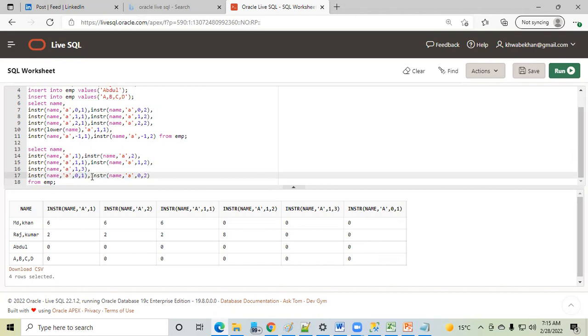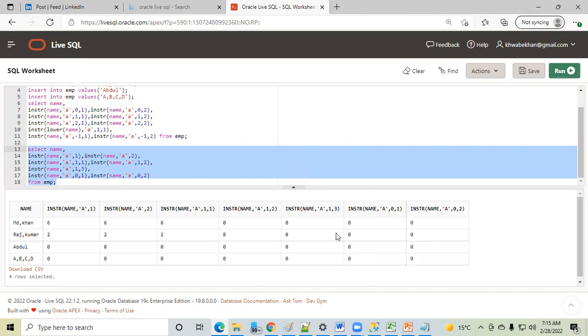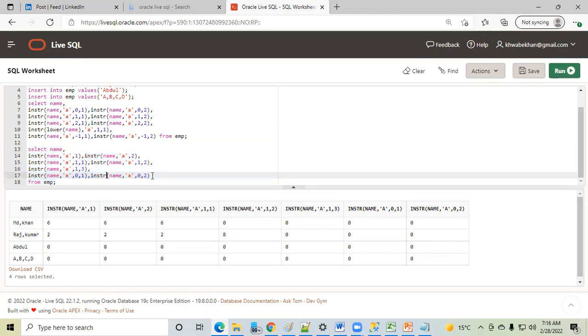I'm writing 2 now. All are 0. Okay. Now, this is done. 1, 1 I have covered. 1, 2 I have covered. This is done. 0, 1, 0, 2 I have covered. 1, 1 I have covered. 1, 2 I have covered. 1, 3, 0, 1 is covered. 1, 1, 1, 2, 1, 3 I have covered. 2 is remaining. Last case is remaining.